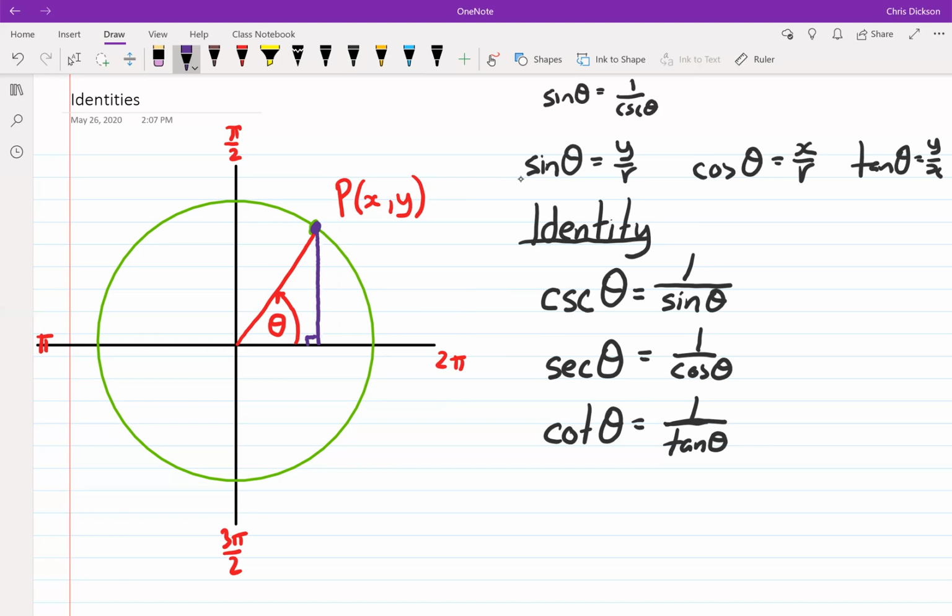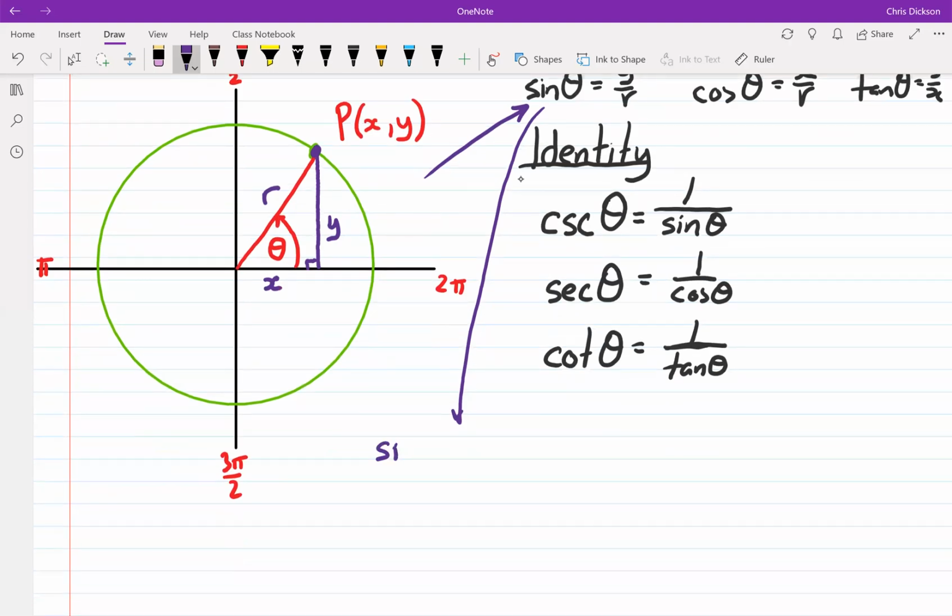If you look at our diagram here, on the bottom we have x, we have y going up, and then we have r. Those purple letters are how we originally got sine, cosine, and tangent to be y over r, x over r, and y over x. So what I want you to do is take the sine identity, the sine statement, and rewrite that down here. Then isolate the y value of that, so just get y by itself, and do the same thing for the cosine.